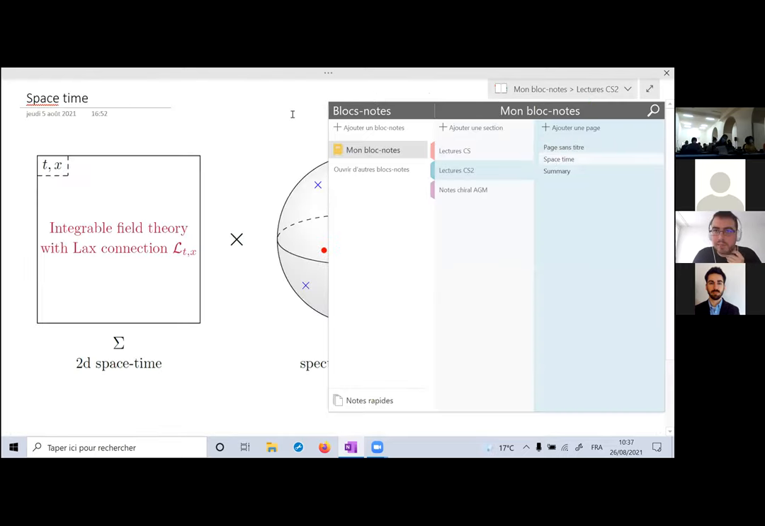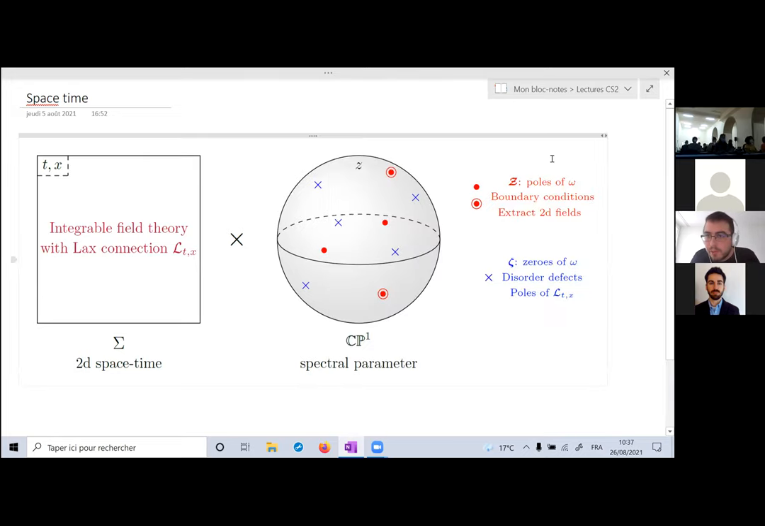Okay, to summarize so far what I said, I have these two small schematic pictures, which are a simplified version of what is in the notes. This one shows the four-dimensional spacetime, which is, as we said, composed of sigma on one side, which will be our 2D spacetime in the end with coordinates t and x, and on which we have the integrable field theory. And then the other part is CP1, which contains the spectral parameter z. And on this part, there are two important sets of points, which are the poles of omega, where we'll have some boundary conditions, and which is where we will, in the end, extract the 2D fields of the theory by some subtle procedure. And then there are the zeros of omega, which correspond to the poles in the end of the Lax connection, and which is what I call the disorder defects.